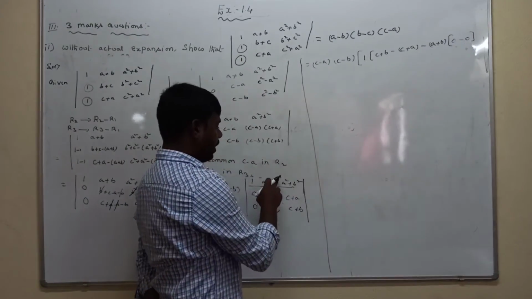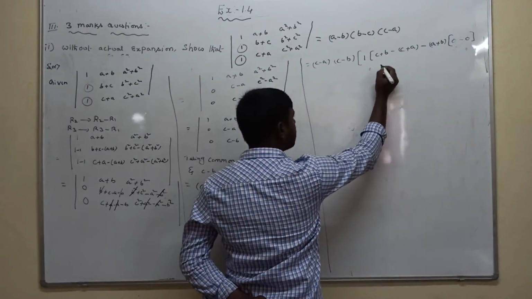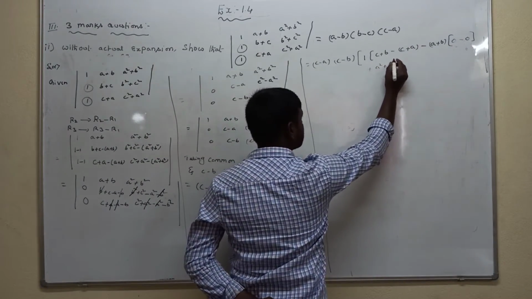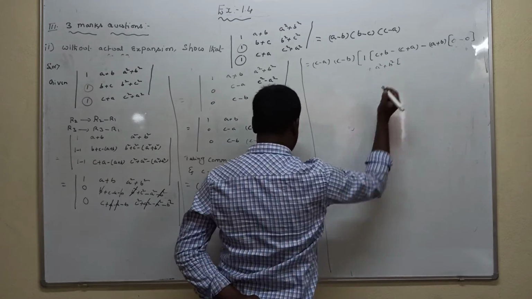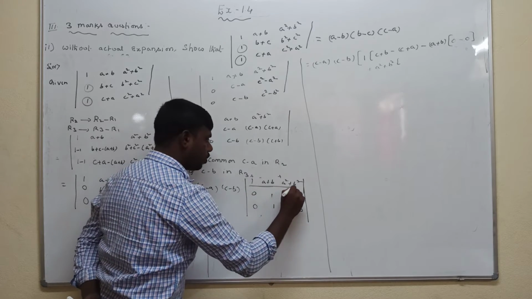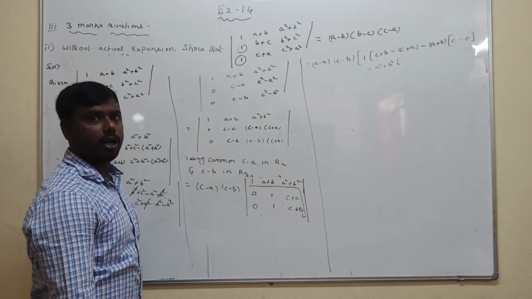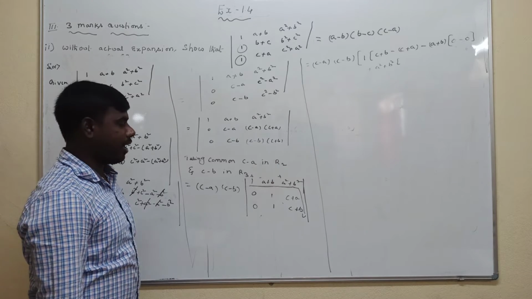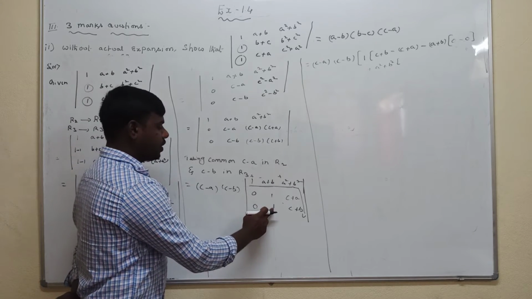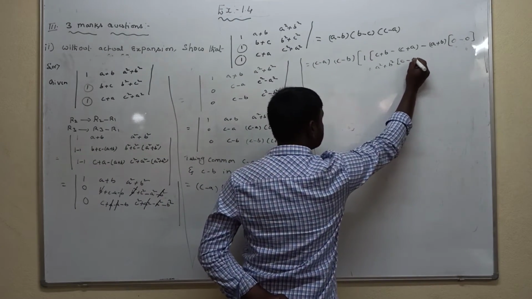Next, third element symbol is plus. Elements are a square plus b square. a square plus b square present in the first row, third column is eliminated. We should cross multiply with the left of the elements. 0 into 1 is 0, minus 0 into 1 is 0. So finally we get 0 minus 0.